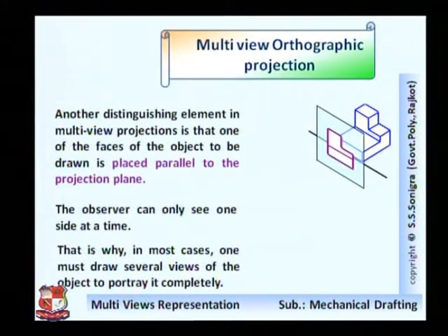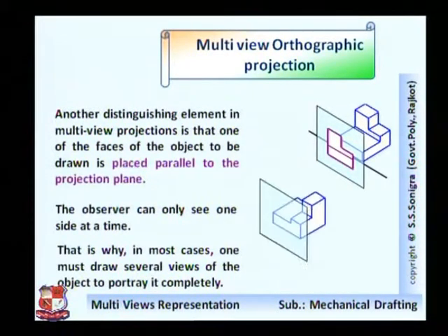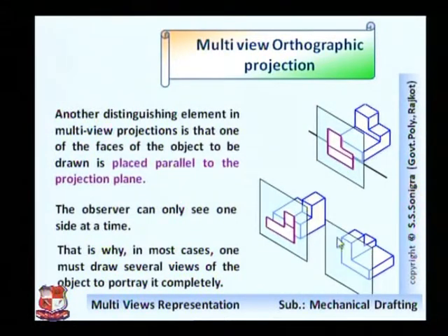That is why in most cases one must draw several views of the object to portray it completely. So more views are needed to represent any object in full detail. Like this, the same object is moved, and this view is visible from here. And another view, front view, side view, another view of the same object is represented over here.